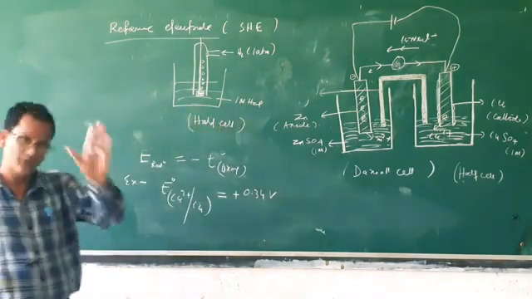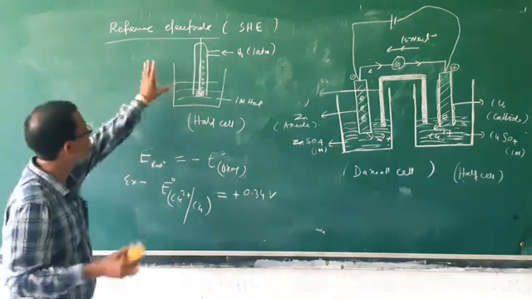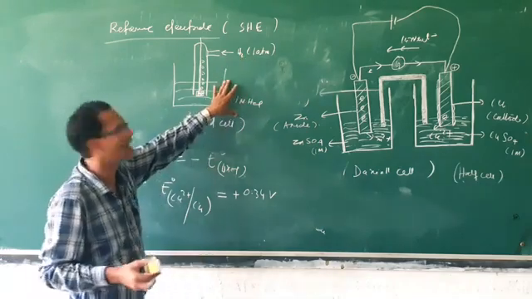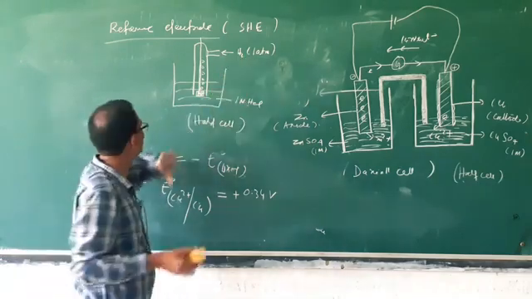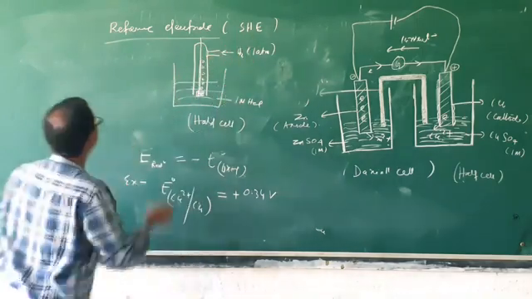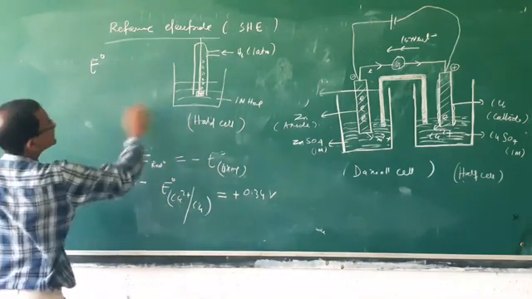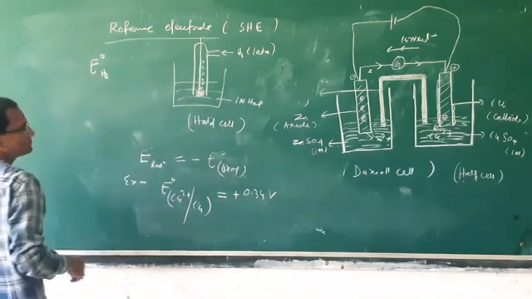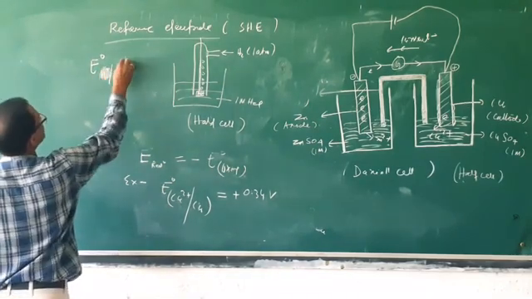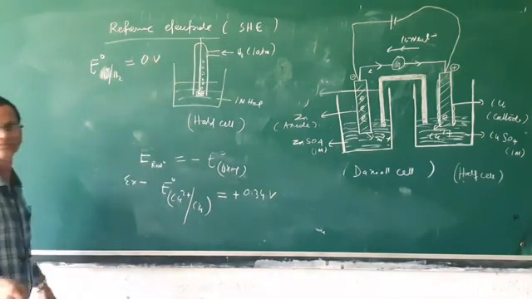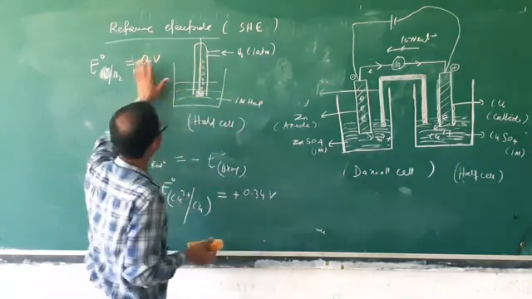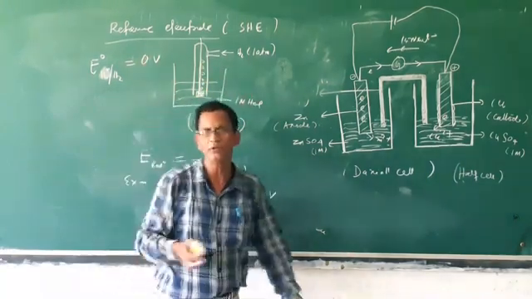A complete cell means it should be connected to another electrode. It is a hydrogen electrode, because only hydrogen and H plus ion are used. So this electrode is called SHE, standard hydrogen electrode. What is the value of E naught? The E naught value of hydrogen is 0 volt. It is a reference. The value of standard electrode potential of hydrogen is taken as 0 volt.